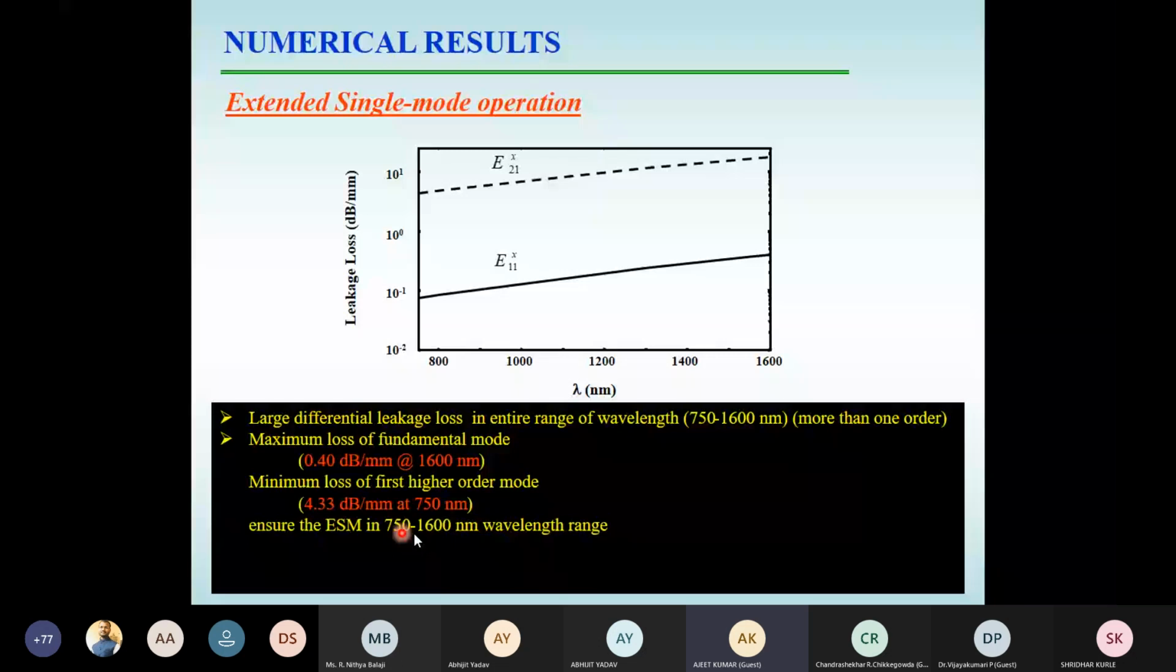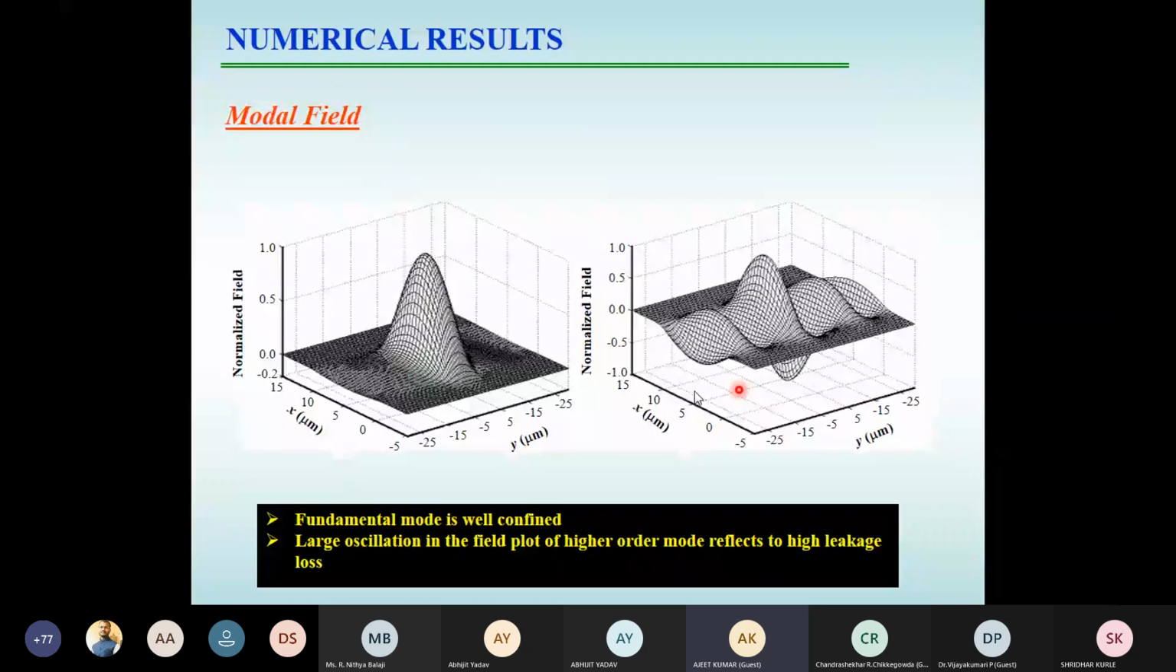This is a modal field profile. You can see clearly the leaky modes. This is a first order mode where the loss is more than that of the fundamental mode.